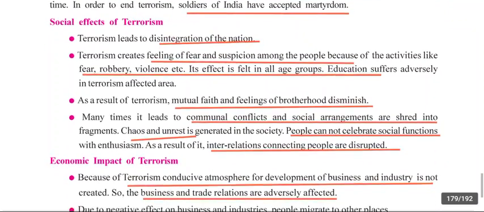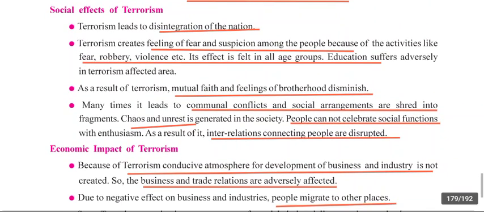Terrorism has two kinds of effect on any nation, that is social effect and economic effect. Terrorism leads to disintegration of the nation. A nation terrorized by the terrorists disintegrates, it breaks down, it stops developing. Terrorism creates a feeling of fear and suspicion among the people because of activities like robbery and violence, and its effect is felt in all age groups.